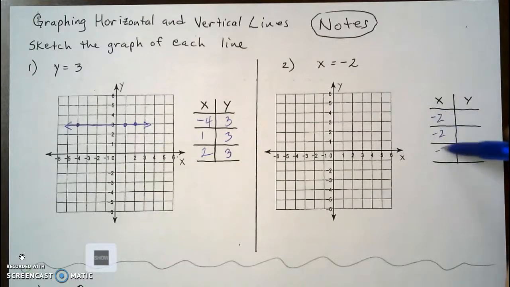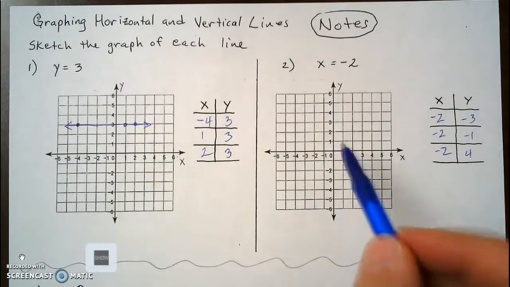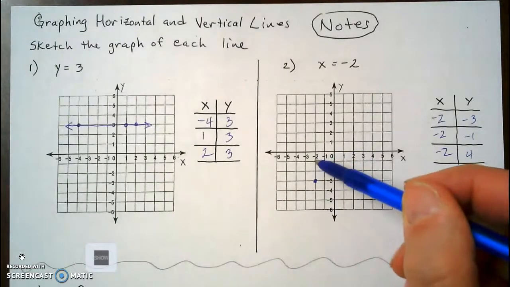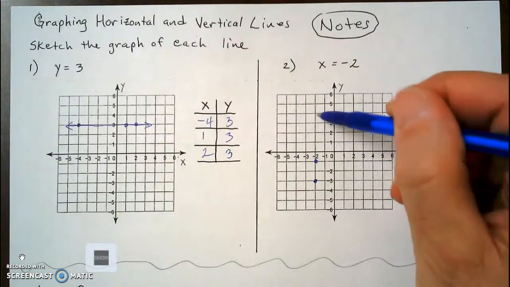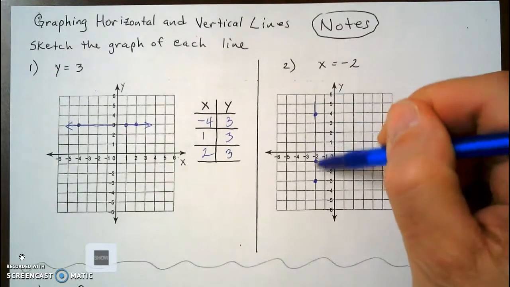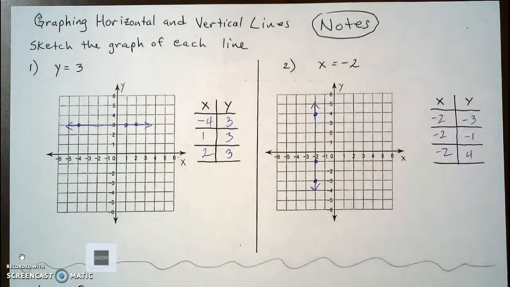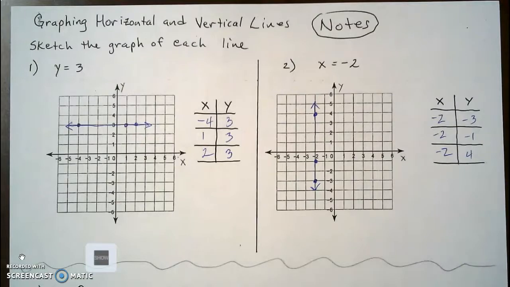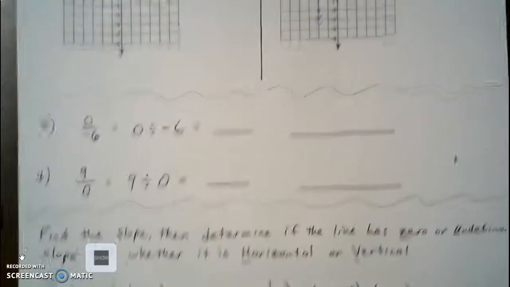X is -2. Y, again, you pick what you want from -6 to 6. And I'll just randomly pick these. They were very random, okay? There's no meaning to that as far as what you pick. So -2, -3, now you graph them. -2, -1, and -2, 4. And you can see they form a vertical line. So if you ever look at something like that and you're not given that table and you forget, just make your table.